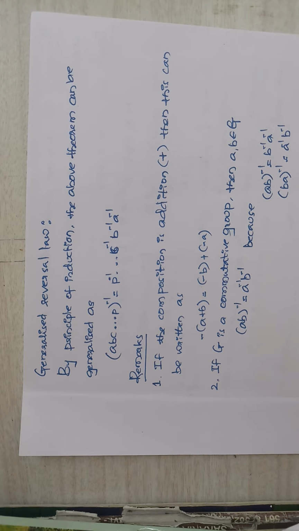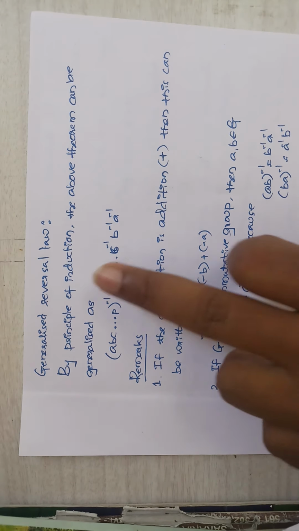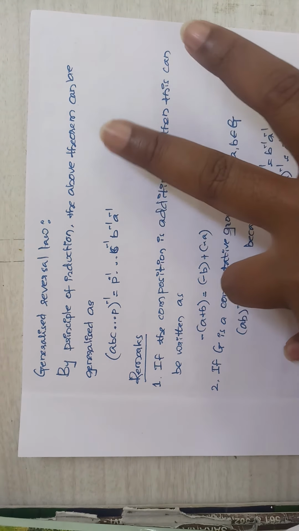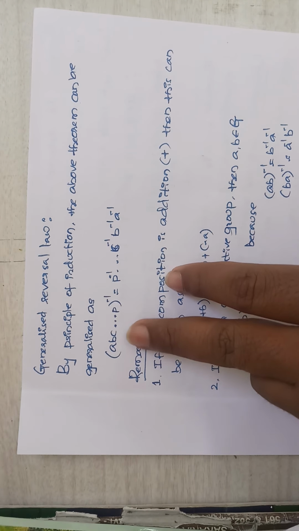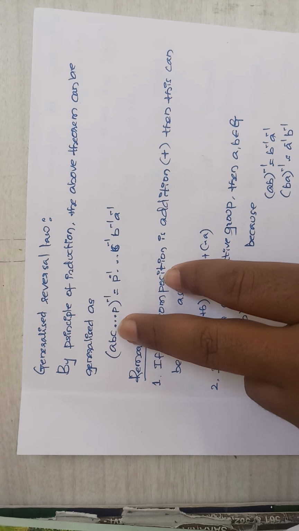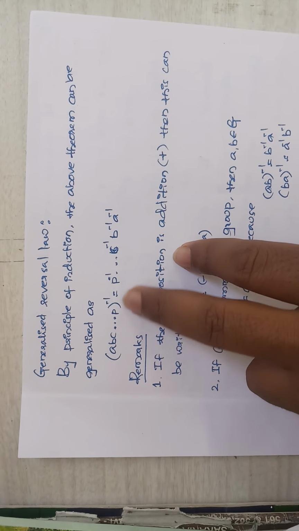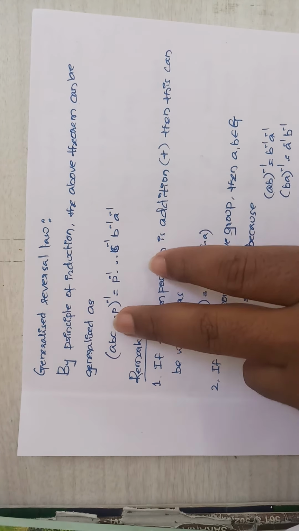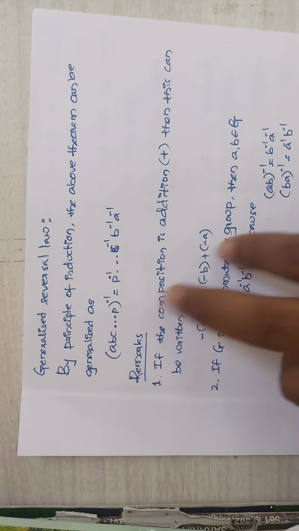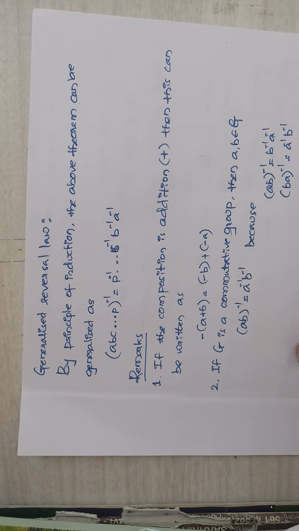So generalization of that is, by the principle of mathematical induction, the above theorem can be generalized as (A B C and so on P) inverse is equal to P inverse, and so on, C inverse, B inverse, A inverse. So this is the generalization of your above result, that is (AB) inverse is equal to B inverse A inverse.